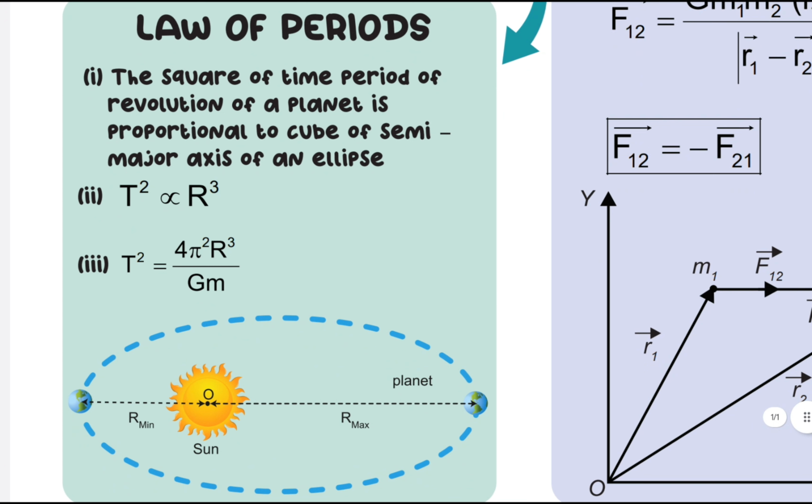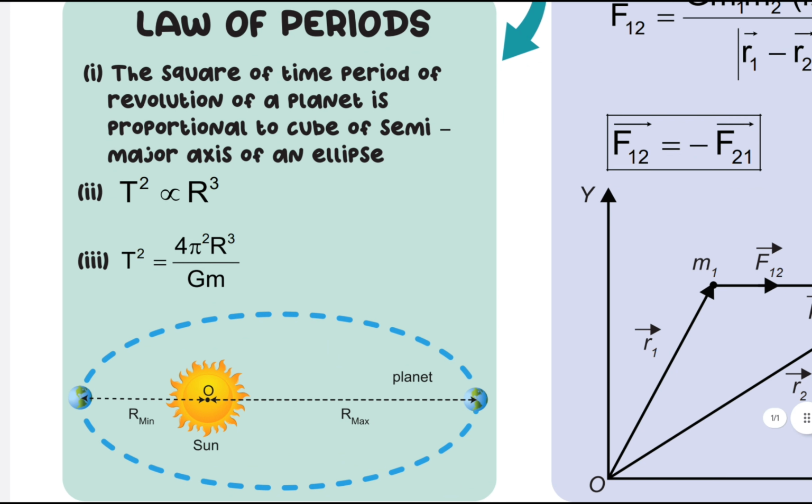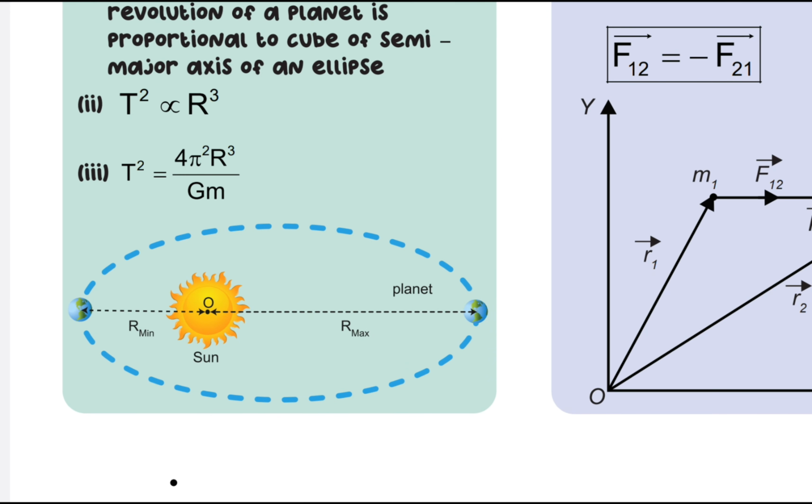Law of periods. The square of the time period of revolution of a planet is proportional to the cube of the semi-major axis of its ellipse. T square is proportional to r cube. T square equals 4 pi square r cube by GM.